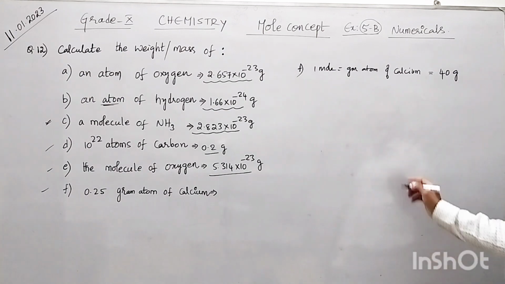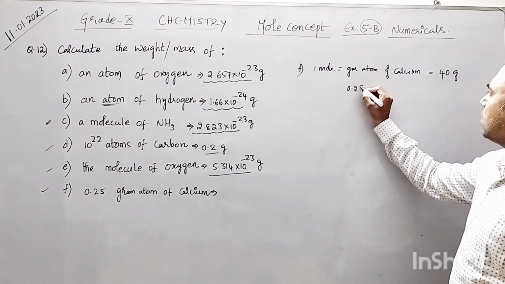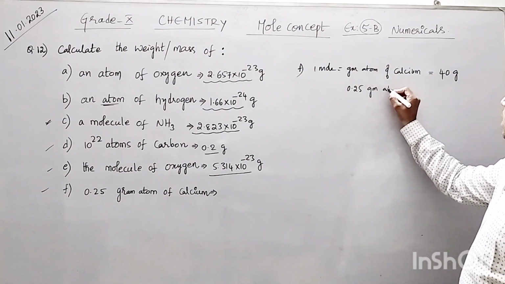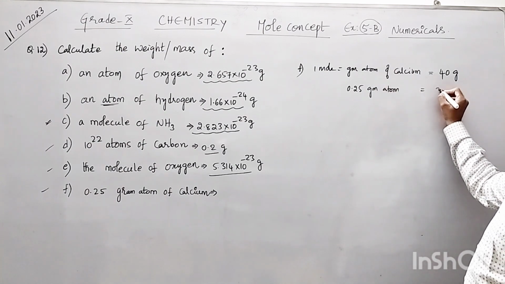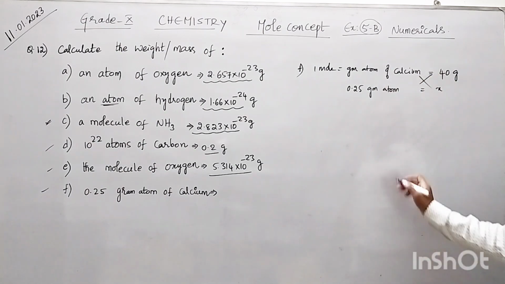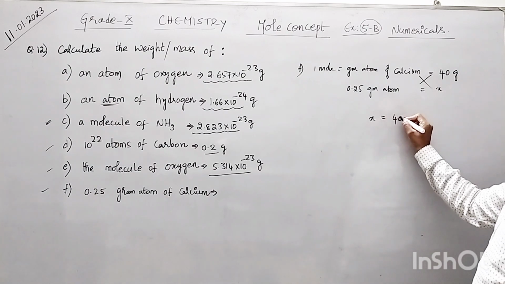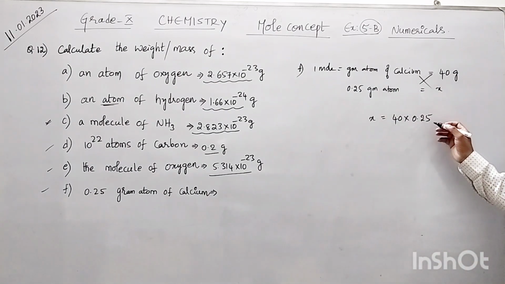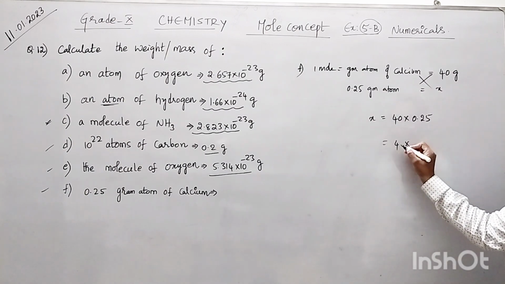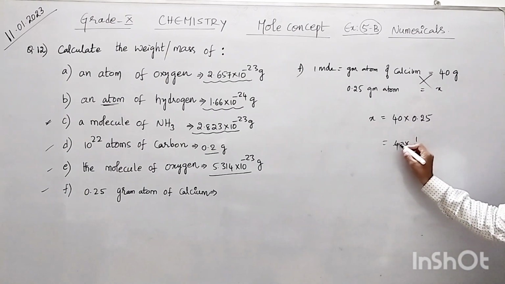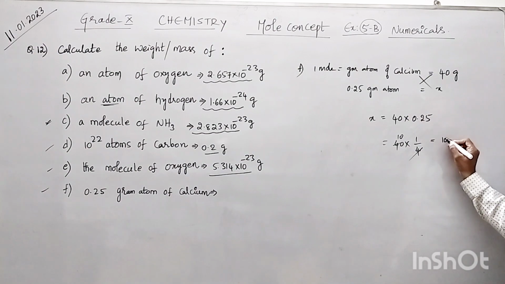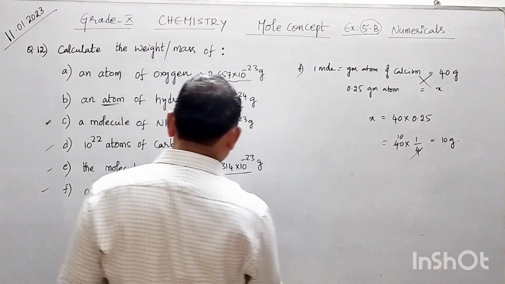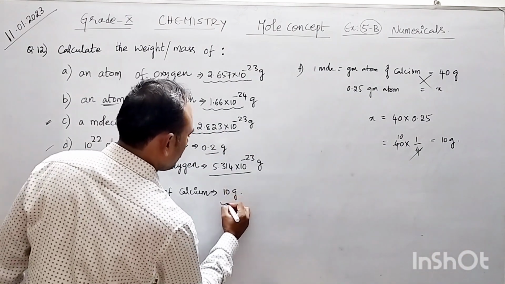Now they are asking 0.25. So we can write 0.25 gram atom of calcium, take it as X, cross multiply. So X is equal to 40 into 0.25. See, 0.25 you can also take as 1 by 4, so easy for you, it's 10. So we can take it as 10 grams. Hope you have understood this.